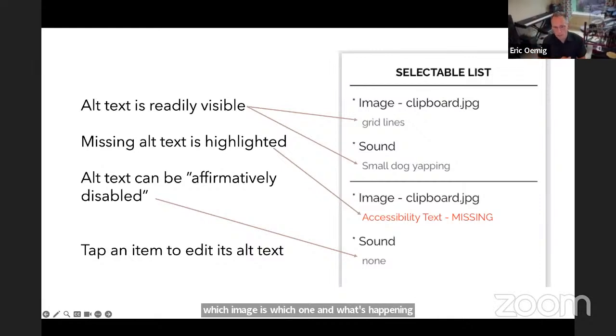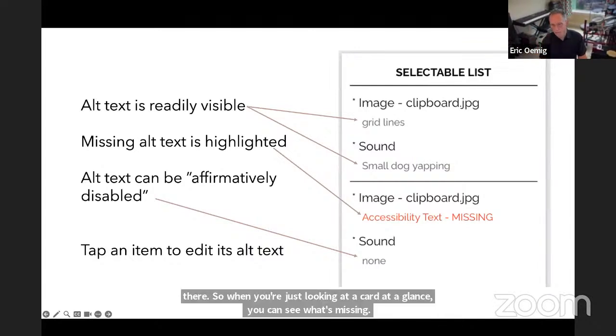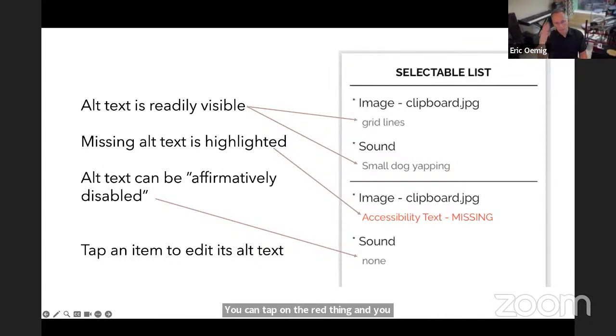And we put the red highlighting there. So when you're just looking at a card at a glance, you can see what's missing. You can tap on the red thing and add that missing bit, and also look at, like I said, the Z order and see how everything's lining up.